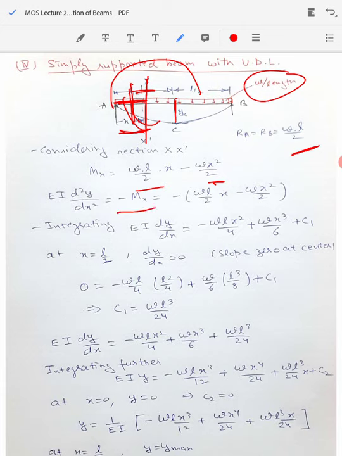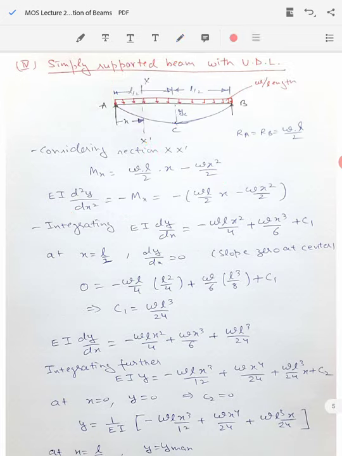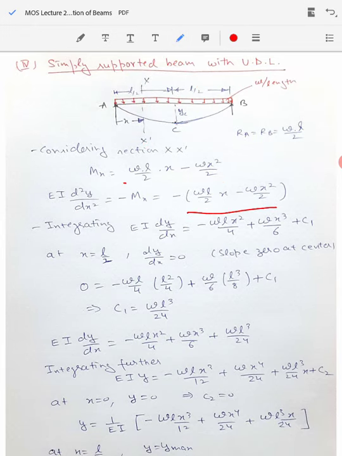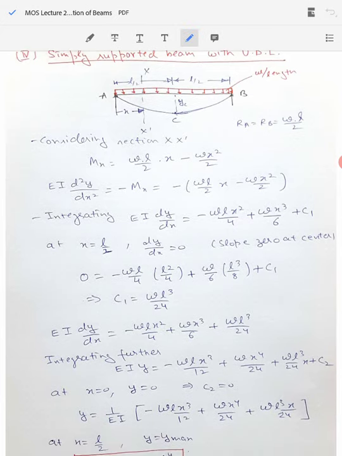We substitute it into our expression EI d square y by dx square equal to minus M x. So we will substitute it over here and we'll obtain the expression as shown here. Remember we have taken a positive description for the bending moment because again we are getting this smiley face here, so our bending moment is considered positive. So we'll get this expression here, which we are going to integrate with respect to x and obtain the expression as shown here, WLx square by 4 minus Wx cube by 6 plus constant of integration C1.